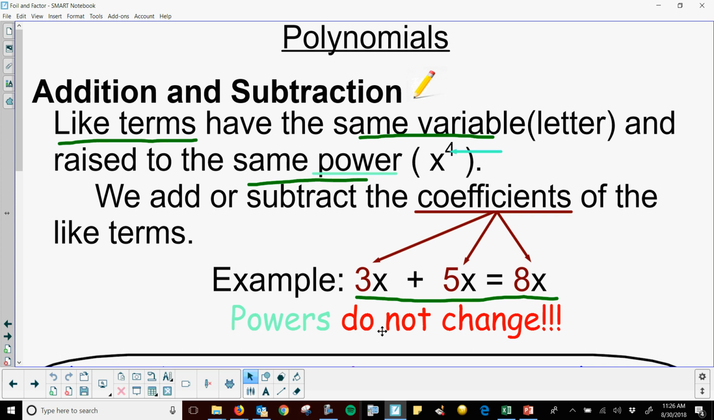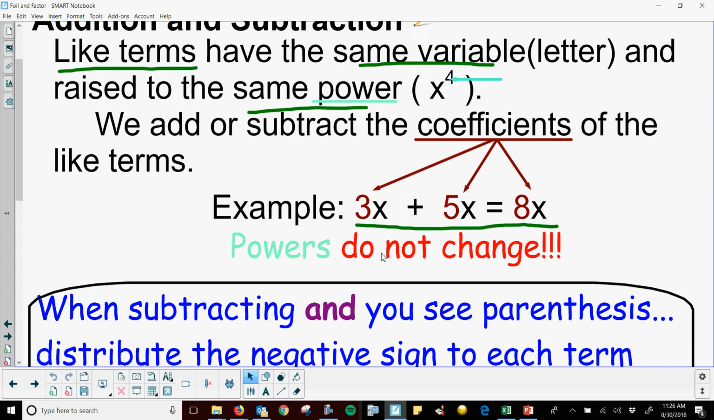Now what we don't do is mess with the x's at all. The x's are just there to help us group them together. Think of it as a last name. Same last names go together. If we're doing 3 bananas plus 5 bananas, we get 8 bananas. We don't get 8 bananas squared or anything crazy like that. So we're really just messing with the coefficients, which are the numbers in front. The powers do not change.